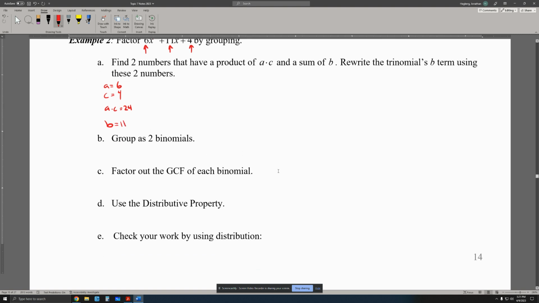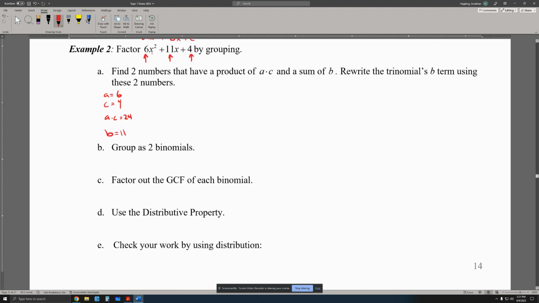So what we're going to do is write this as 2 binomials. We're going to take that leading term, 6x squared, and take the leading coefficient and put it in front of x. So 6x and 6x. Be careful, because if I were to multiply 6x times 6x, that would not be equal to 6x squared. That would be 36x squared. But for the sake of factoring this, we're going to write out 6x and 6x. And then we're going to write that factor pair. We said positive 8 and positive 3.